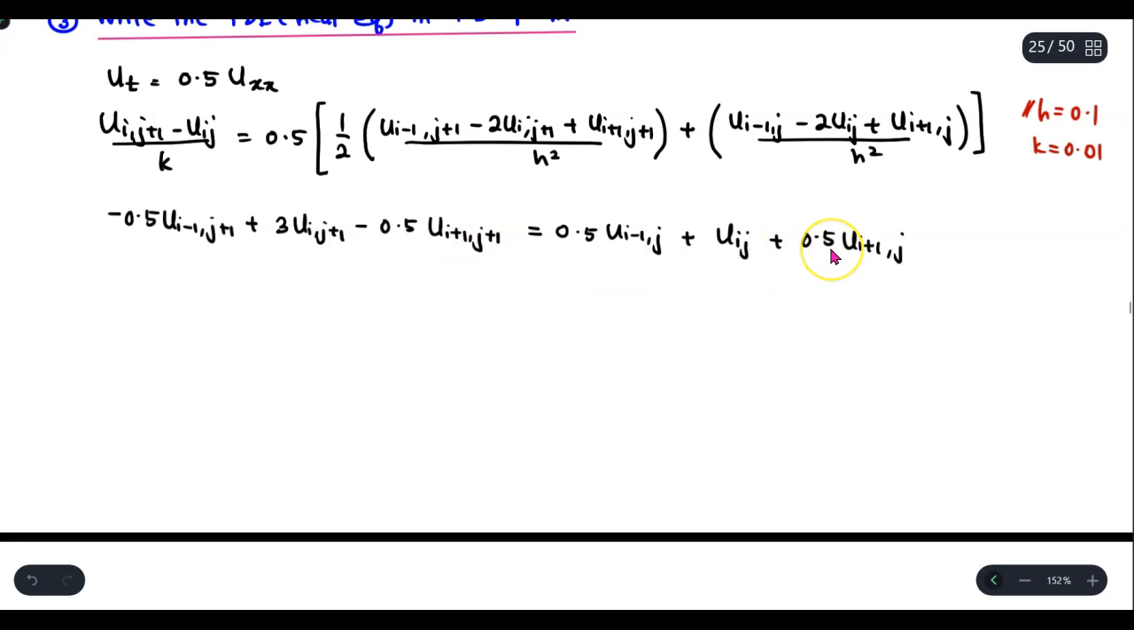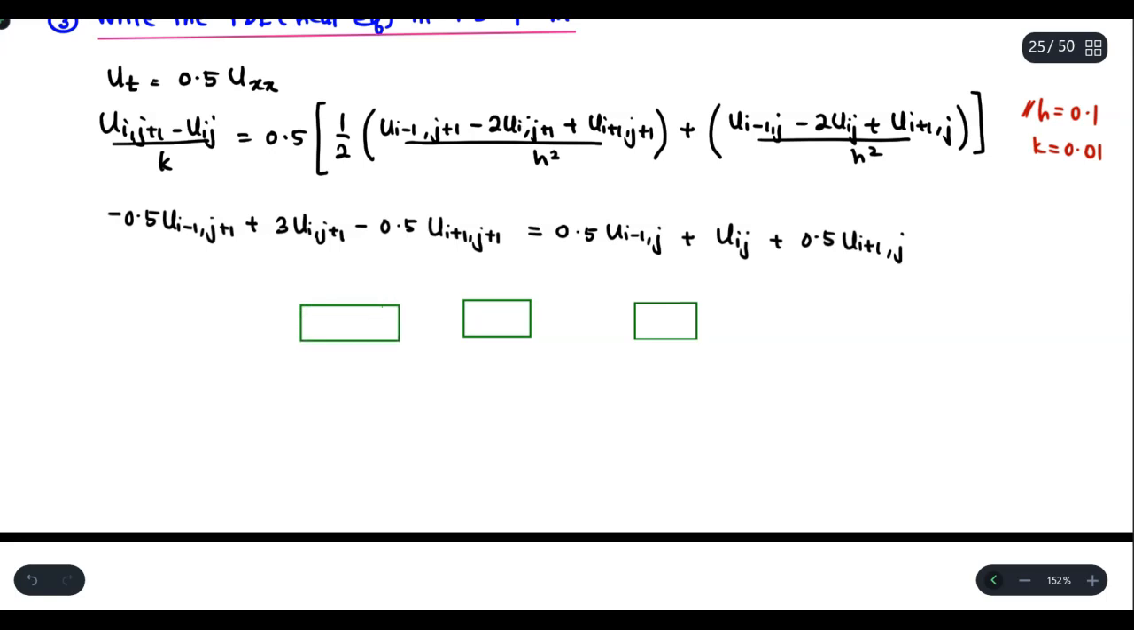So this equation can be summarized in terms of a molecule diagram, as you saw earlier in the previous discussion of the Crank Nicolson scheme. In terms of the molecule diagram, at the top we have 3 nodes.